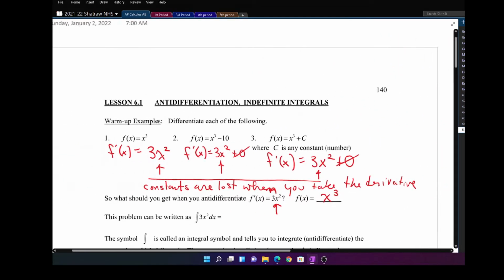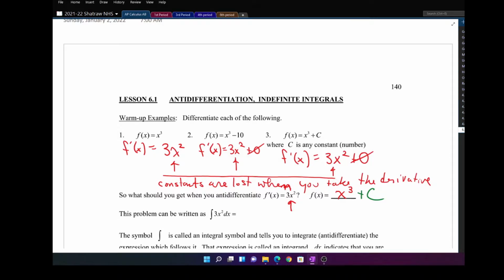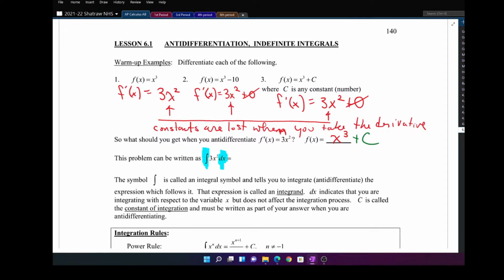But here's the deal. Did we notice that those constants were lost? We should say that we have to bring it back. That constant's important, you know, we should bring it back. It's a thing that we need, all right? So now he introduces to you this symbol and that notation, which tells you what?